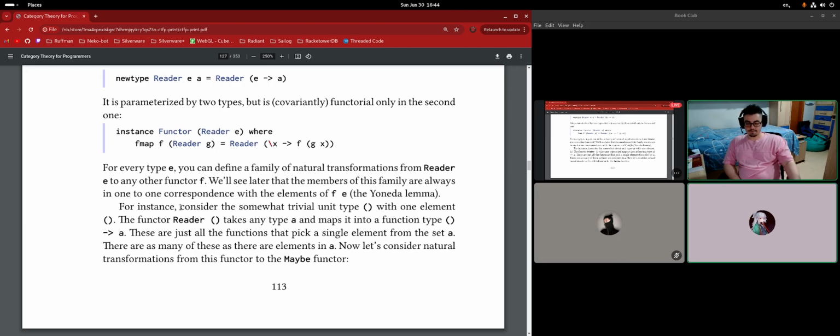And then there's, for instance, an example. Let's look at the example. That's probably a bit better for intuition. So consider the somewhat trivial unit type. The functor reader unit takes any type A and maps it into a function type unit to A. These are all just the functions that pick a single element from the set A. That's true. There are as many of these as there are elements in A.